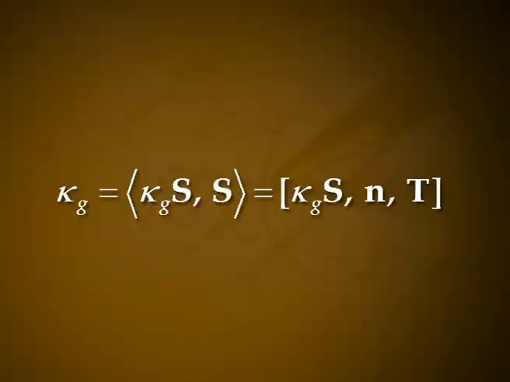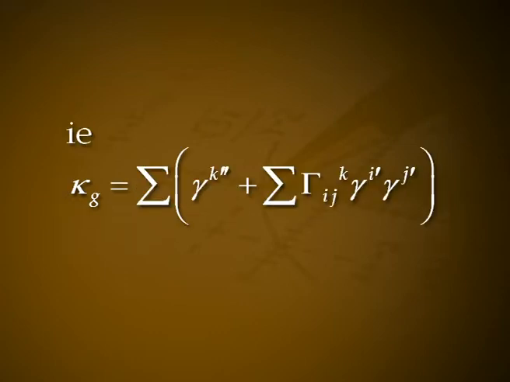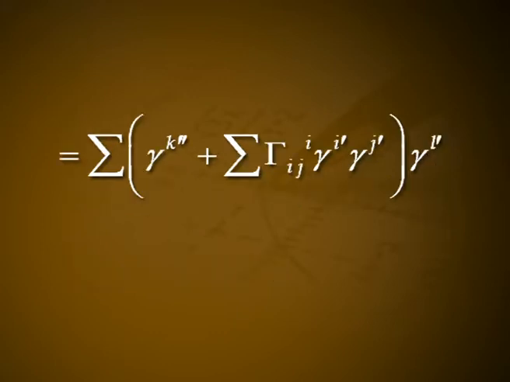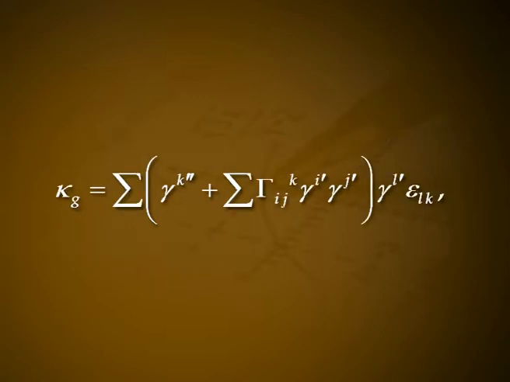Now, κ_g is equal to the inner product of x'' and n cross t. That is, κ_g is equal to the sum of (γ_k'' plus the sum of Γ_ij^k γ_i' γ_j') x_k, n cross the sum of x_l γ_l', which is equal to the sum of (γ_k'' plus the sum of Γ_ij^k γ_i' γ_j' γ_l') times the inner product of n and x_k cross x_l, or κ_g is equal to the sum of (γ_k'' plus the sum of Γ_ij^k γ_i' γ_j') γ_l' ε_lk, which is intrinsic. This completes the proof. Remark.